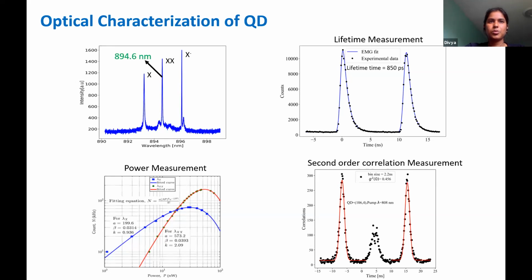Along with this, we also perform the power measurement and see that this is the photon we are looking for. So this is all the experimental work we have done, and we found that we are good to go with this kind of photon.